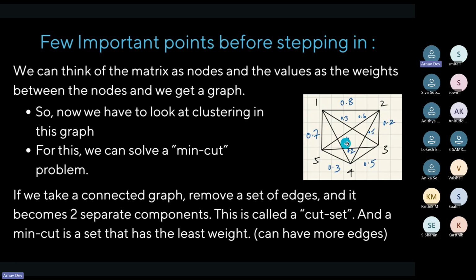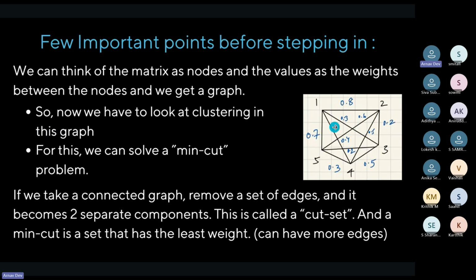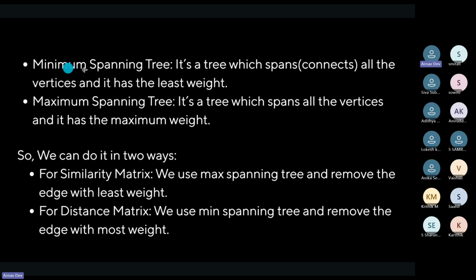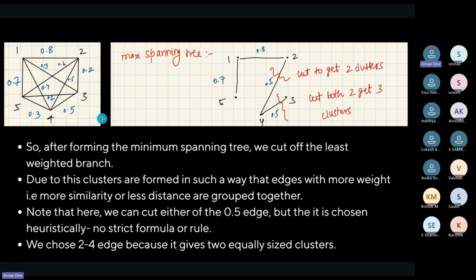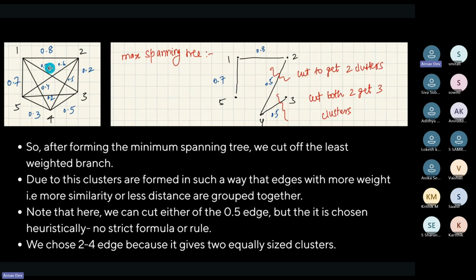Moving forward with this, this is a graph, and now there's something called a minimum spanning tree and a maximum spanning tree. A maximum spanning tree is, obviously, a tree, and it spans, meaning it connects all the vertices together. Suppose this was the graph, and I have to find a maximum spanning tree.